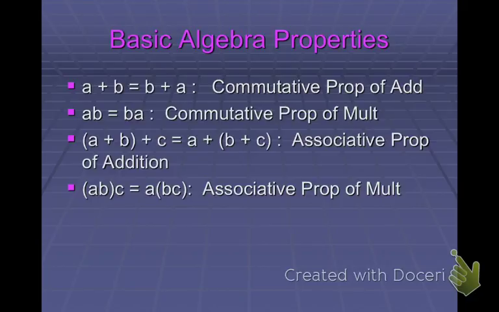Same way with multiplication. We can multiply B and C together first instead of A and B together. As long as we have all the same parts, we're going to be in good shape. Again, just like the commutative property, there's no such thing as the associative property of subtraction or division, because there the order matters.